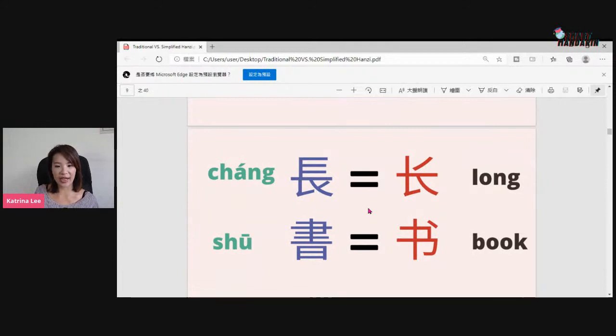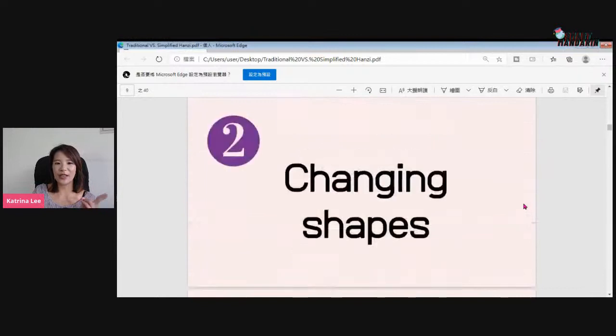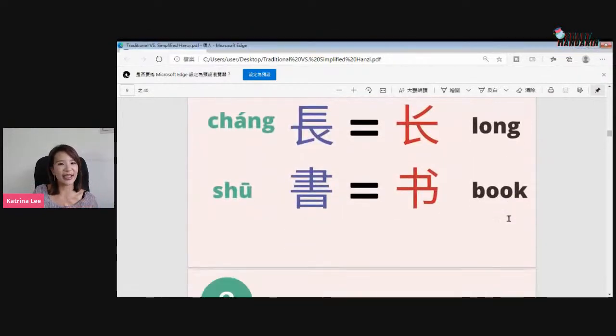They changed the shape. But why? I don't know. To me, it's redundant. You don't need to. They look almost the same. But maybe for writing, it's easier with simplified because you only have a few strokes. Okay, so I'm just showing you how they change from traditional to simplified. So the second rule is changing shapes like this.